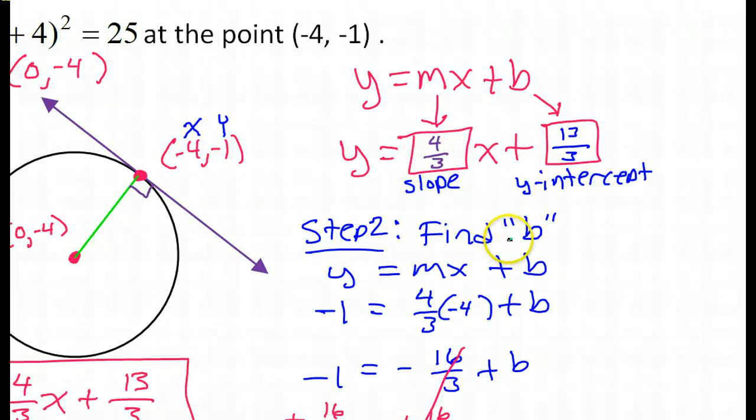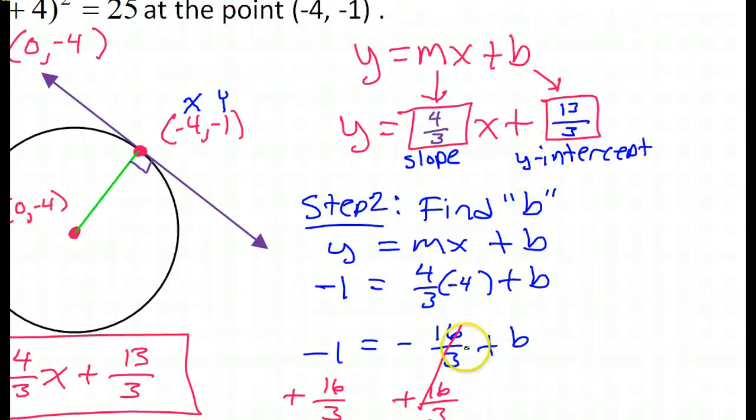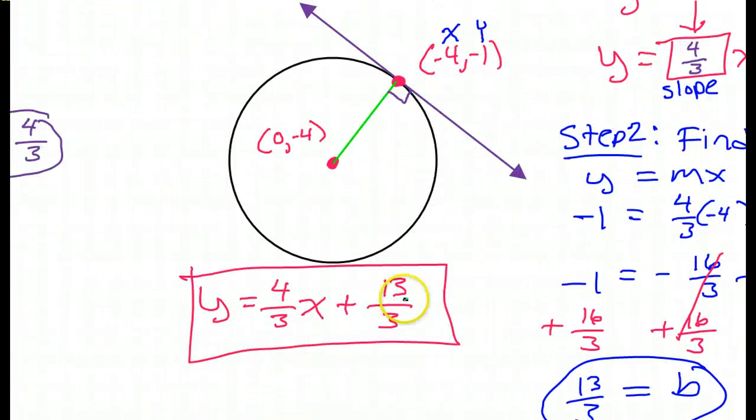Step 2 was to find the y-intercept. So I had to pick a point on the line. Can't use the center. I had to use this point. And I plugged the x and the y in for x and y, along with the slope that I just found. And that allowed me to solve for b. And I could plug that back in. And that's how I got this final answer.